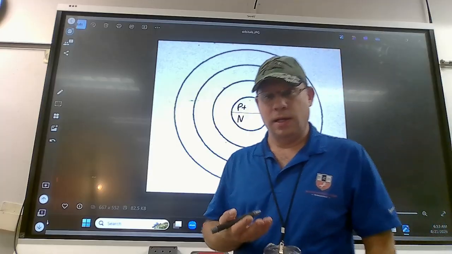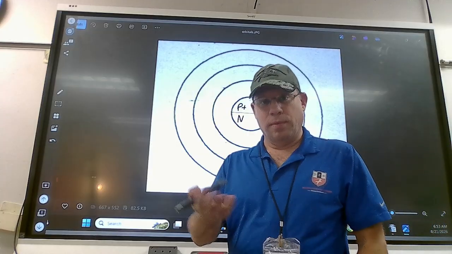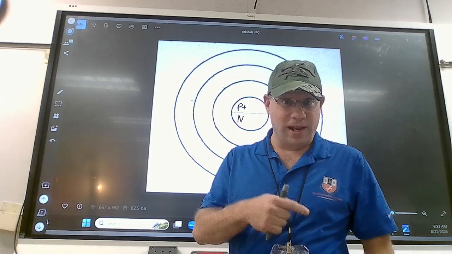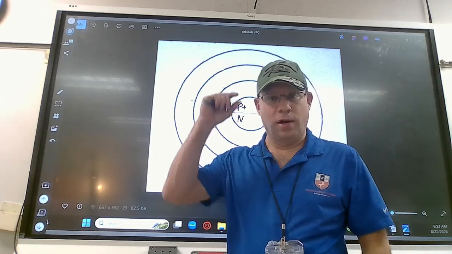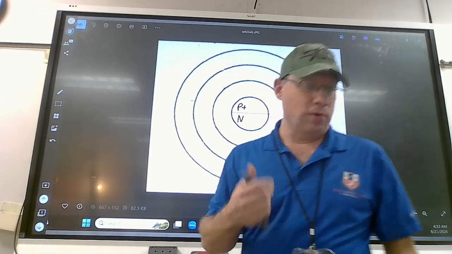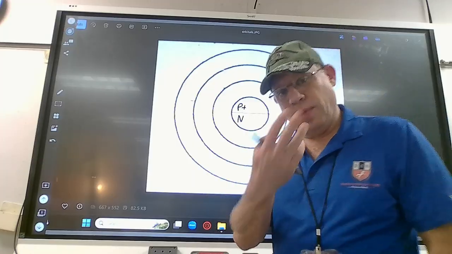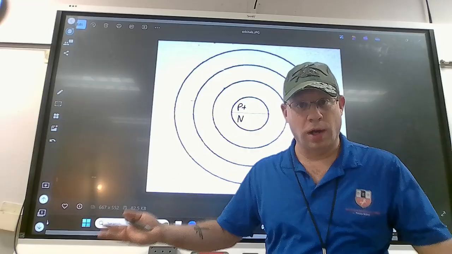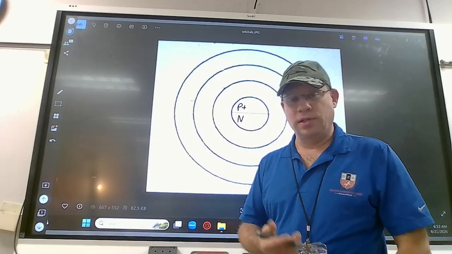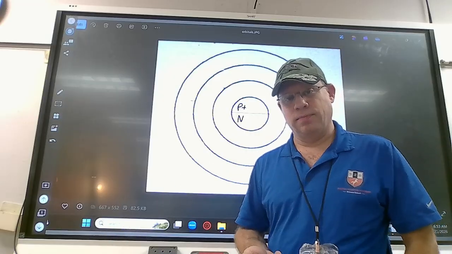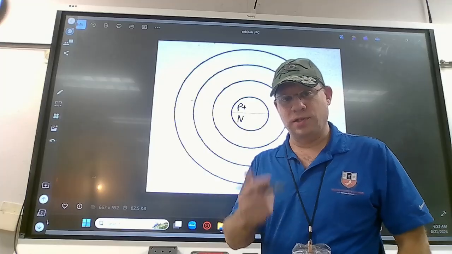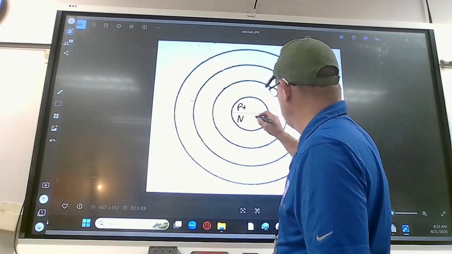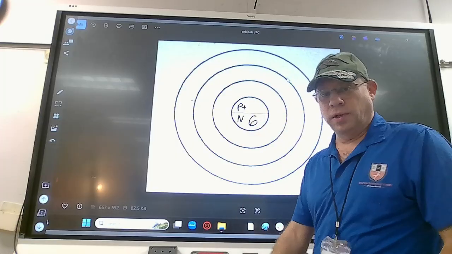We find that average atomic mass, the number with the decimal, and then we round it. Then we subtract the number above it from it. So carbon's mass is 12.01. So we round that to 12. And then the atomic number of carbon is 6. Well, 12 minus 6 is 6. All right? So carbon has 6 neutrons.